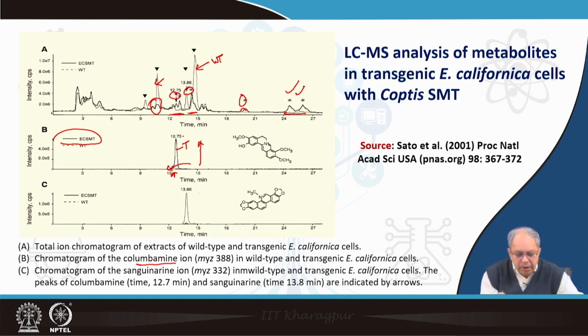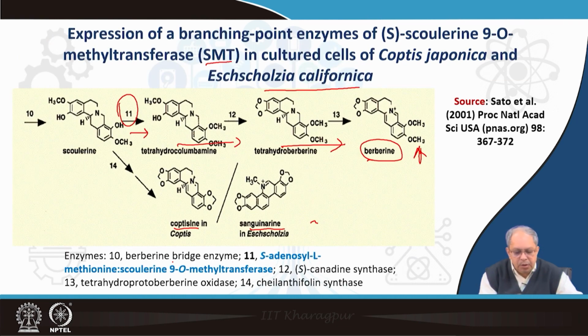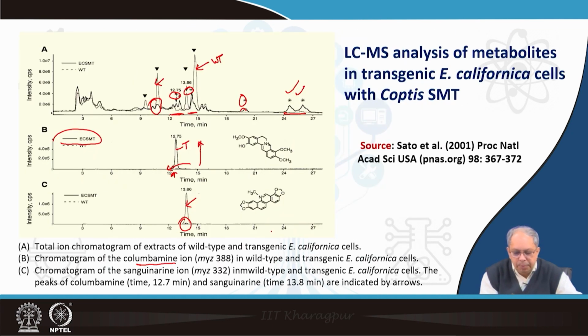And then sanguinarine in the wild type, that is the non transformed, this is the peak intensity, whereas in the transformed that content is suppressed, and that is expected because the sanguinarine pathway moves in this direction. So, when the pathway moves in this direction, definitely there will be shortage of substrate, and if the gene is expressed under the control of a strong promoter, all substrates will be pulled towards this side, leaving limitation of the scoulerine for making sanguinarine, and that is exactly what happened here.